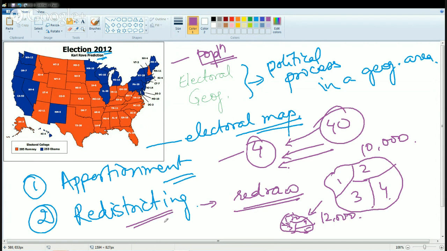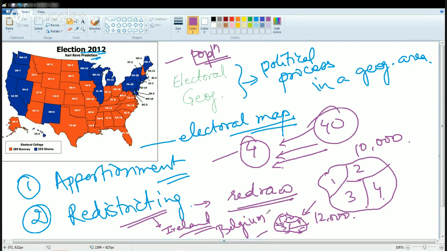Now redistricting has its own meaning in different countries. For example, in Ireland, redistricting or redrawing the boundary occurs with every census. Then you have the country Belgium. What happens in Belgium is that you use the same boundaries, but the number of candidates or representatives allocated to that boundary increases with the census. So apportionment is basically based on population, and redistricting is again based on population, but what you are doing is redrawing the boundaries.